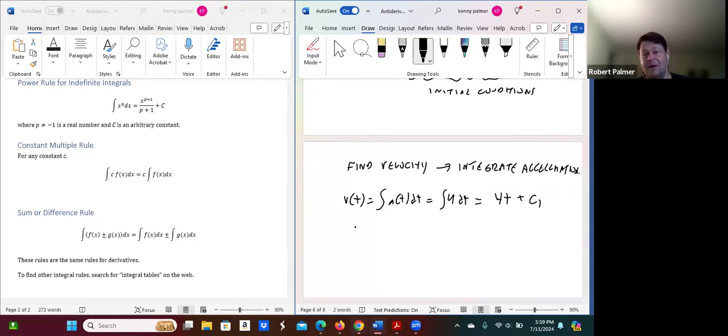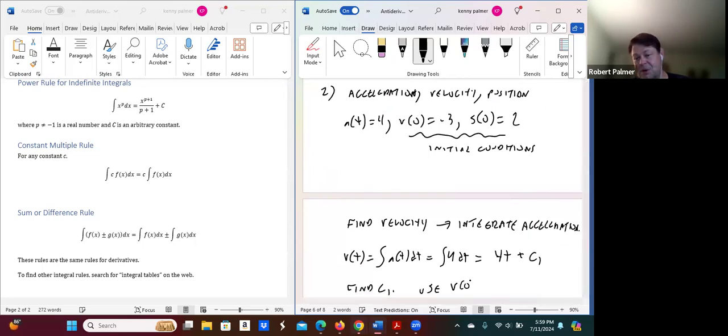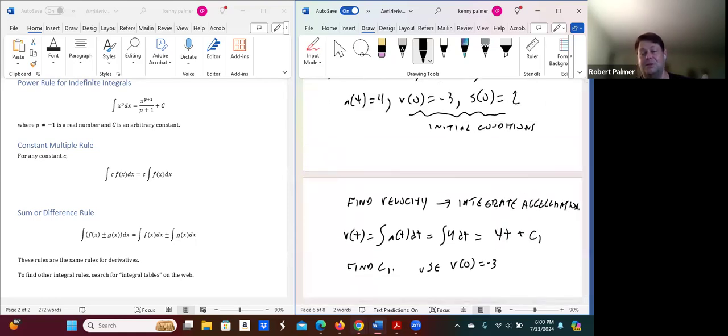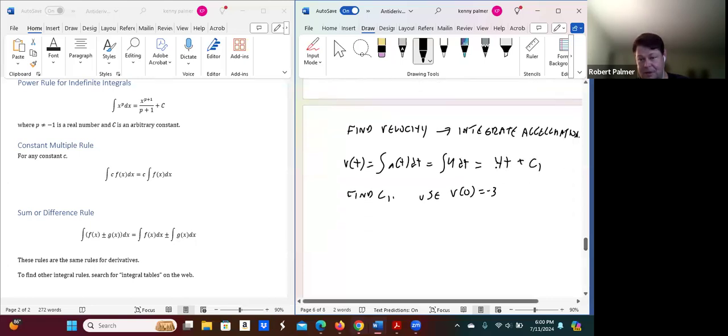Okay, so now next thing I want to do before I move on is find c1. Okay, so do the same thing I did a minute ago. So we're going to use the value we were given, which was v of 0, our initial condition, v of 0 is equal to negative 3. Remember, the negative here for velocity has to do with direction. All right, and so what we're going to do is plug these in for this.